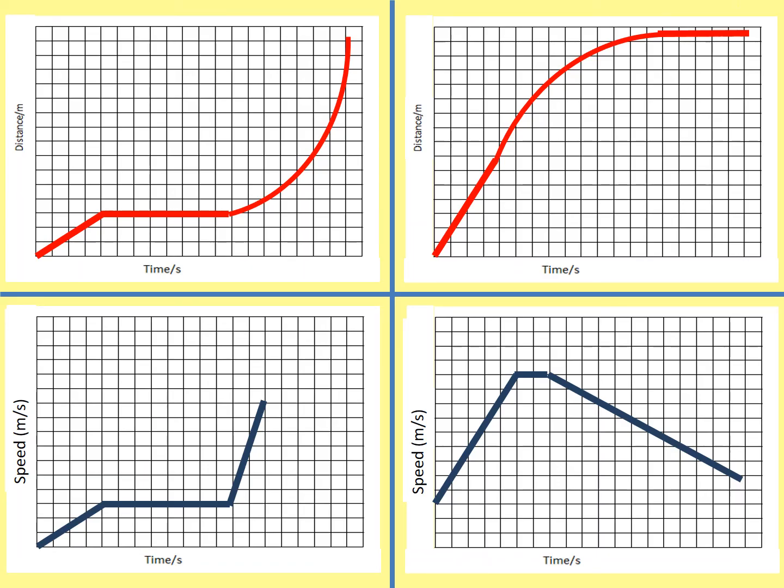For each of these graphs, I would like you to describe the journey, and I want you to say where there is a resultant force acting. So you'll want to break up the graph into a few sections. And for each section, I want you to say what is happening and is there a resultant force acting on that object.